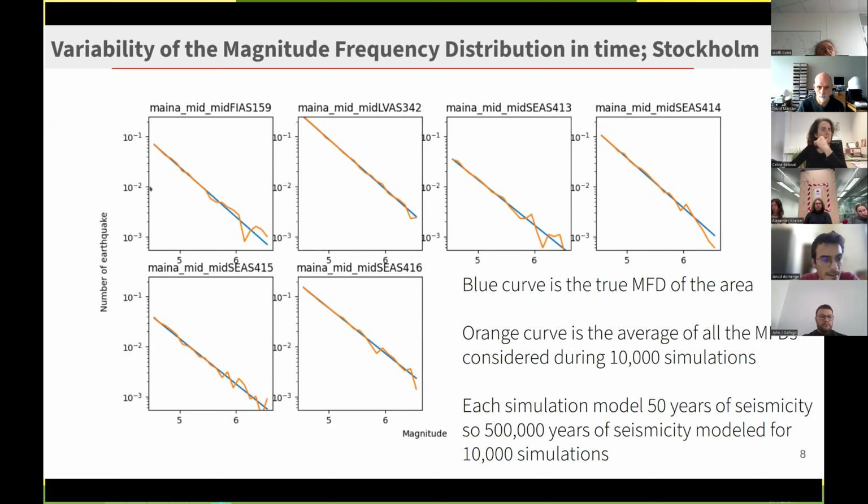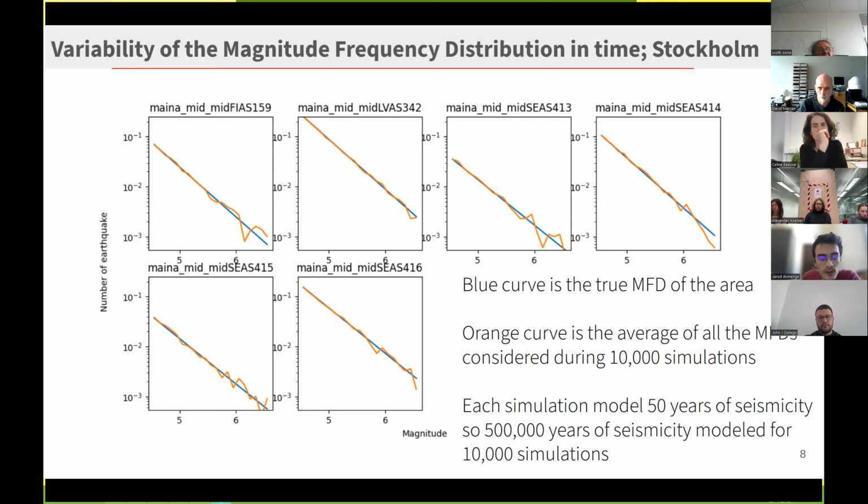And as you can see in this case, if I only take 10,000 simulations for a low number of earthquakes, the average magnitude frequency distribution of all the simulations will not fit as well as the actual magnitude frequency distribution of the area, which means that we don't have the same information. So in this case, what we need to do is use many more simulations, and I already did that, and these two curves fit well.